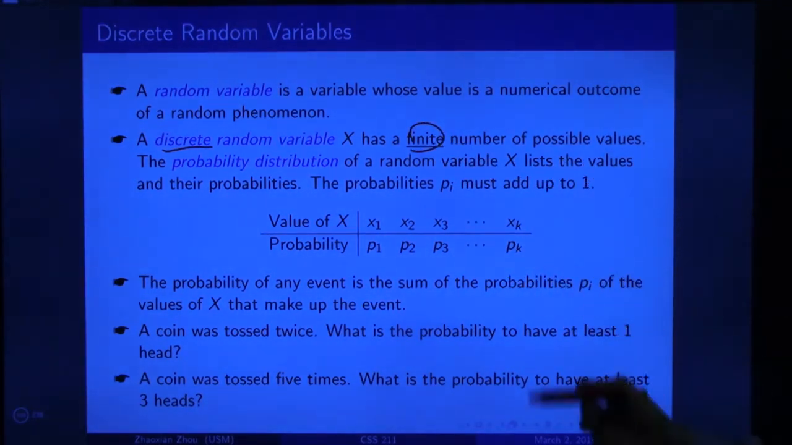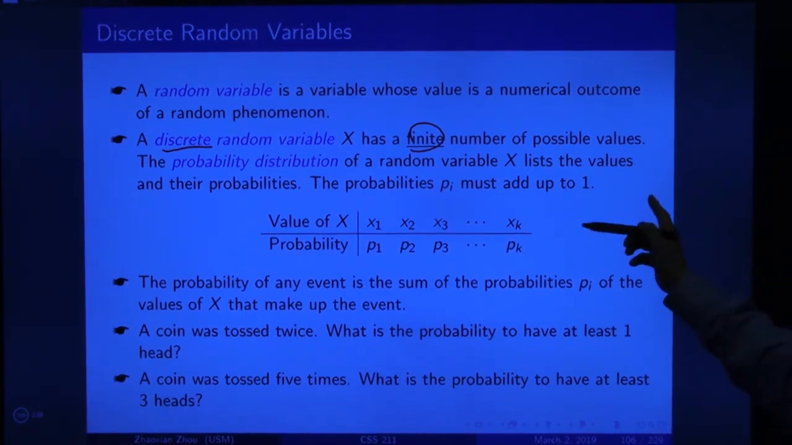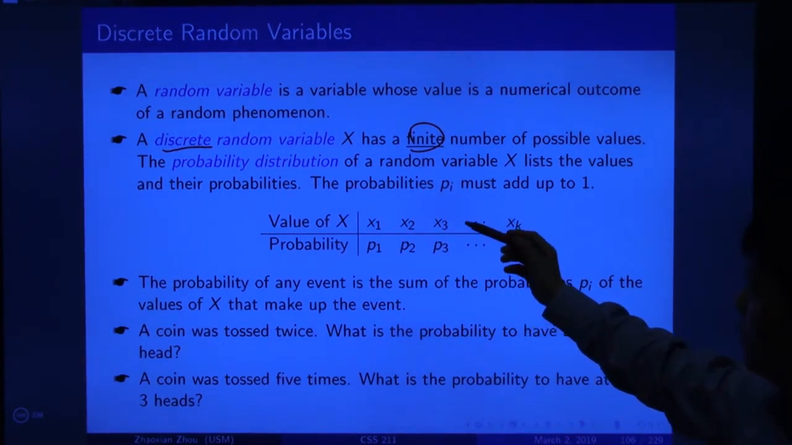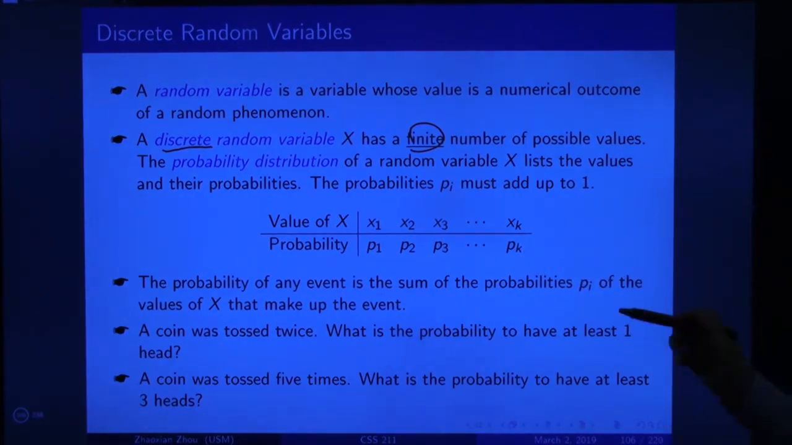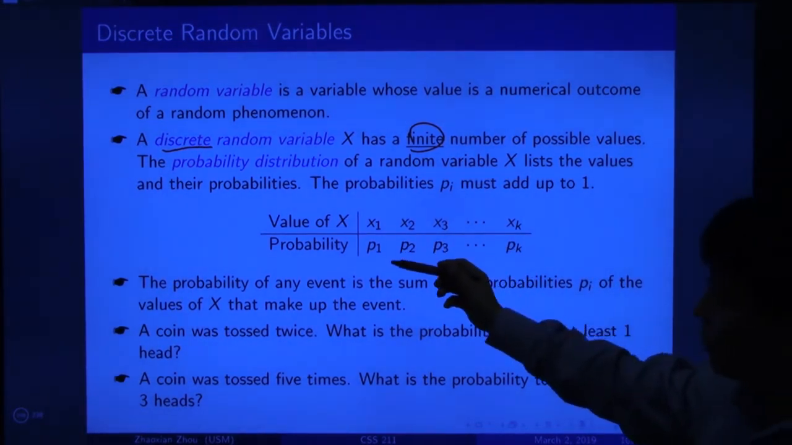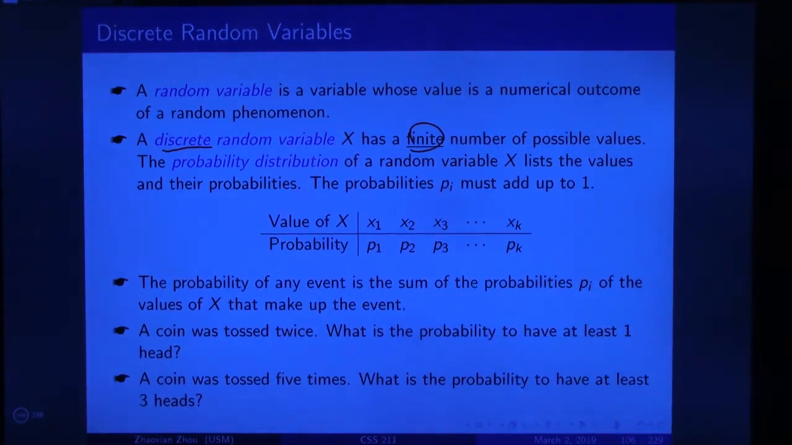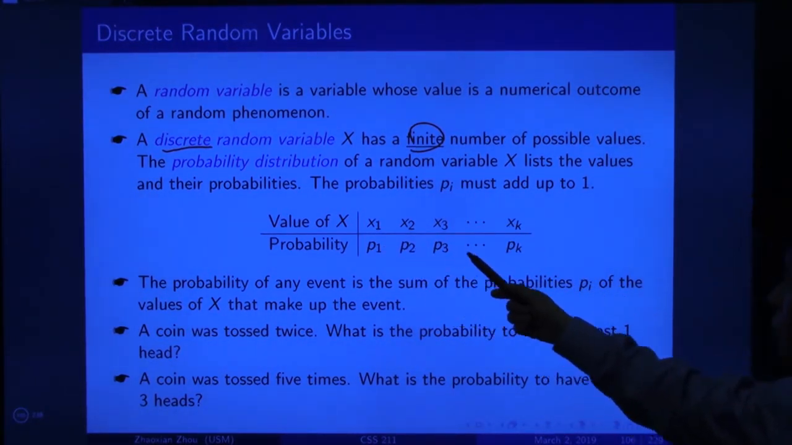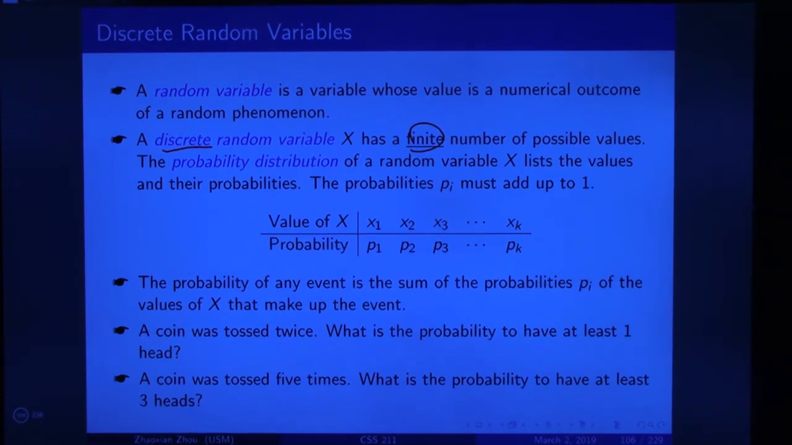For a discrete random variable, the x has a finite number of possible values. The possible values must be finite. The probability distribution of a random variable x lists the values and their probabilities. For example, the value of x can be x1, x2, x3, and all the way to xk. We have k possible values for random variable capital X. The corresponding probability for x1 is p1, for x2 is p2, for xk the probability is pk. And we know the probabilities pi, i equals 1, 2, 3, all the way to k, must add up to 1, because the total probability must be equal to 1.